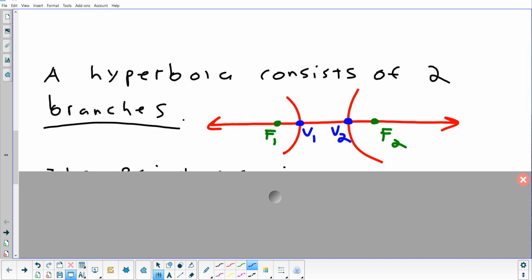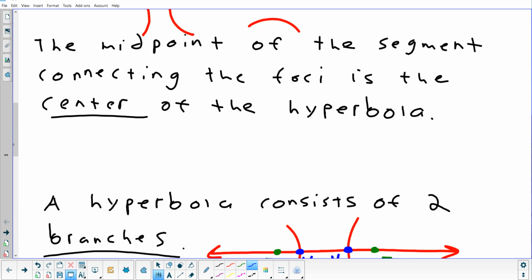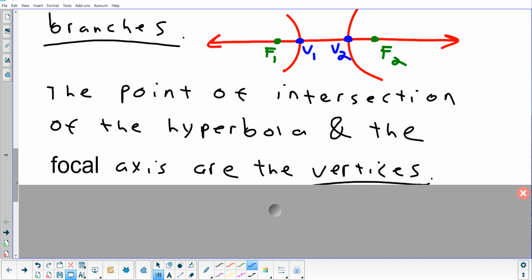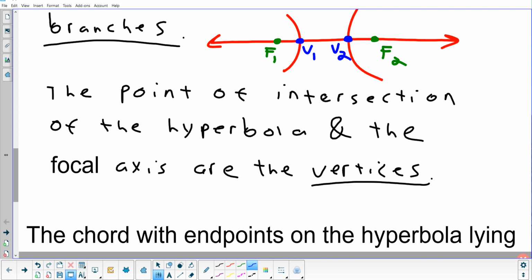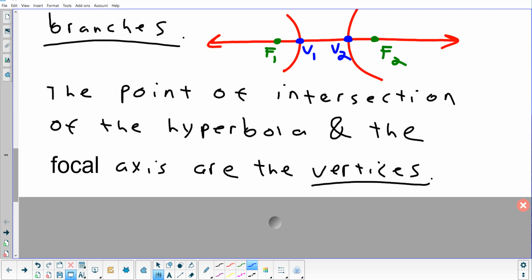V1, V2. So the point of intersection between the branches of the hyperbola and the focal axis are called the vertices. Now, if you look at an ellipse and you look at a hyperbola, it's exactly the opposite. Today, the vertices are inside the foci. Okay, the vertices are inside the foci.